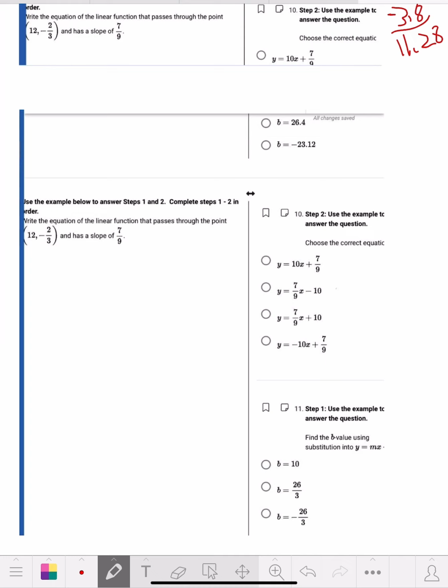We know the slope is 7/9, so we know it's not 10, so we can cross this one off, and we know it's not negative 10, we can cross this one off. But now we're not 100% sure where it crosses. Does it cross at negative 10 or at positive 10? I'm not really sure. They only gave me one point, so it's a little harder. You could take the rise over run and probably work it on graph paper if you had it, because you know the 7's the rise and the 9's the run. But I don't have that.